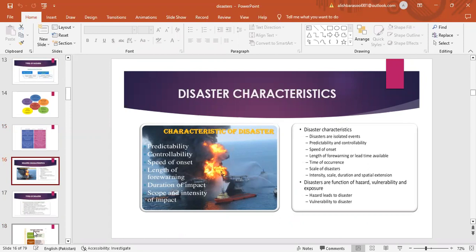Disaster characteristics. Disasters are isolated events: predictability and controllability, speed of onset, length of forewarning or lead time available, time of occurrence, scale of disaster, intensity, duration, and spatial extension. Disasters are a function of hazard, vulnerability, and exposure. Hazard leads to a disaster, vulnerability due to disaster.